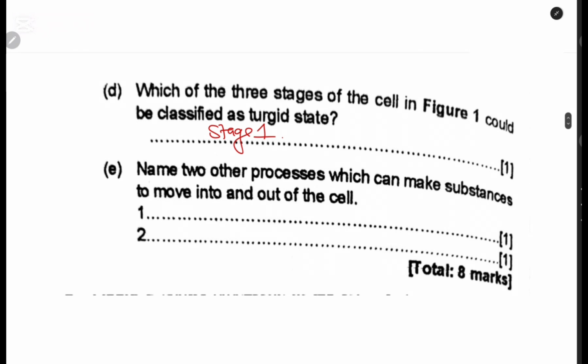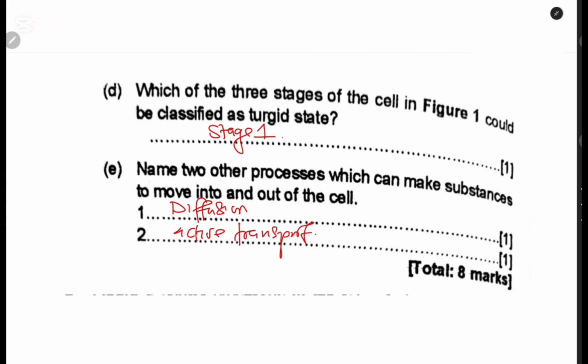Okay. Name 2 other processes which can make substances move in and out of the cell. So I said from the start that substances move across the cell. 3 processes are involved, that is active transport, osmosis, and diffusion. Since we are dealing with osmosis, here you can put diffusion and also active transport, and you need to know these processes. You don't know what is coming this time around.